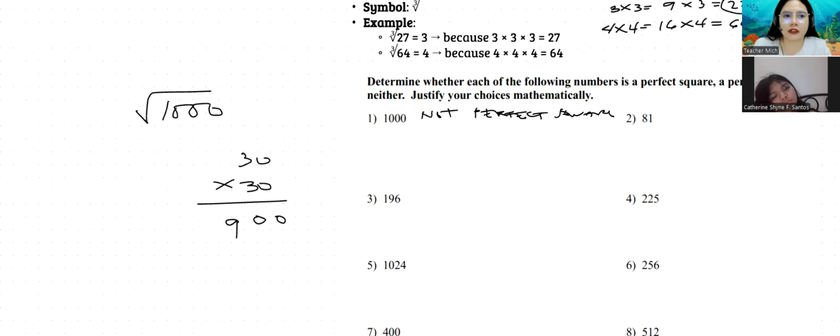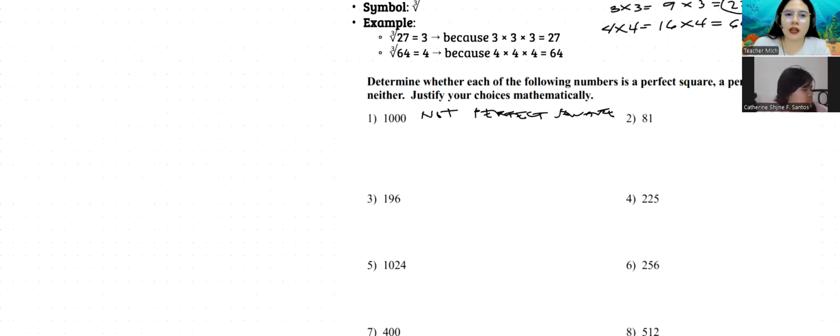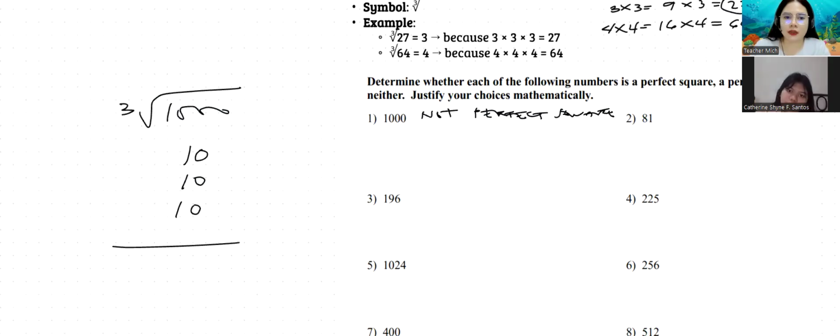Let's try this one. We'll get it as a perfect cube. So I am thinking of a number that when I multiply it thrice by itself, the answer is equal to 1,000. So as you can see here, Keith, there are three zeros here. So meaning to say, you can separate the three zeros. So 1, 2, 3, 1, 2, 3. 1 times 1 is equal to 1. This one is a perfect cube. The cube root of 1,000 is equal to 10. It's not a perfect square, but this is a perfect cube.